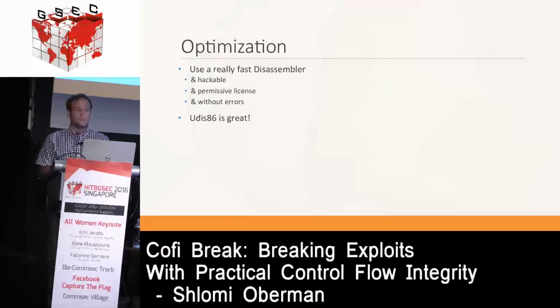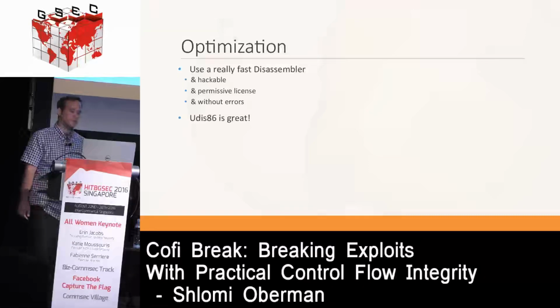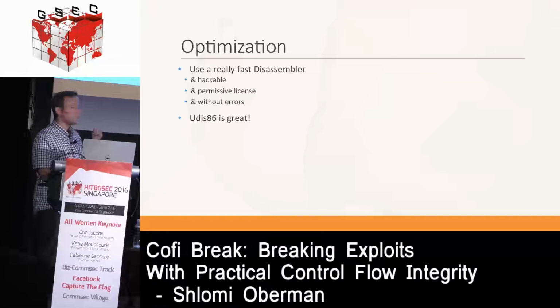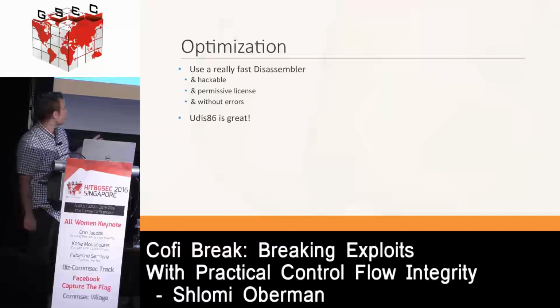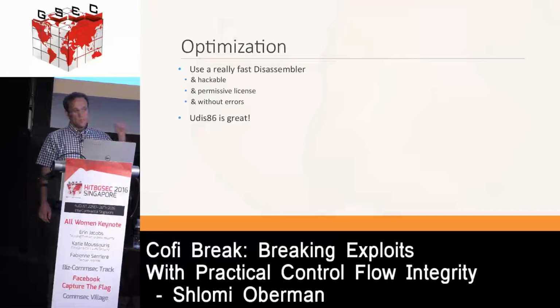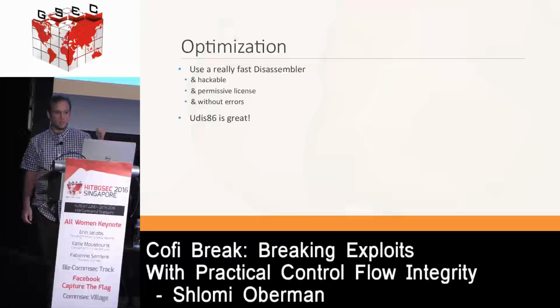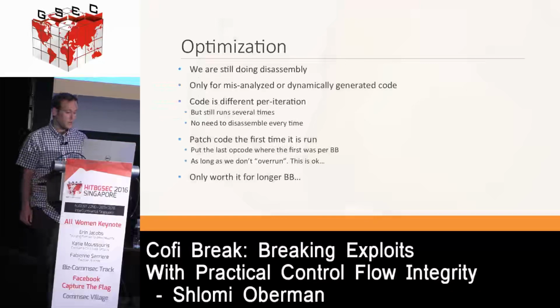One way to optimize this is to use a very fast disassembler. Intel XED is also not suitable in terms of license. I really, really like UDIS86. It's great. It's hackable, very permissive license, no errors, really fast. I tried Distorm. I tried Capstone. This is what I chose for my specific purposes. It's very lightweight and maintained, but I really have to say this is a great product, UDIS86. It was actually also the fastest disassembler.